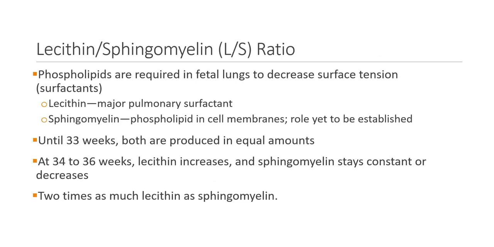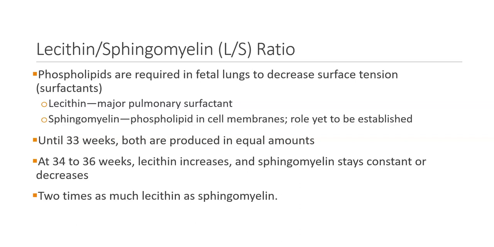The lecithin-sphingomyelin ratio is performed on the amniotic fluid to check for lung maturity in the fetus. The lecithin is the major lung surfactant. We don't know for sure what sphingomyelin's role is in the lungs. At 33 weeks gestation, the LS ratio is at approximately 1:1. After 34 weeks, lecithin production greatly increases as compared to the sphingomyelin. An LS ratio is 2.0 or greater for lung maturity. This means there's 2 more times lecithin as sphingomyelin.